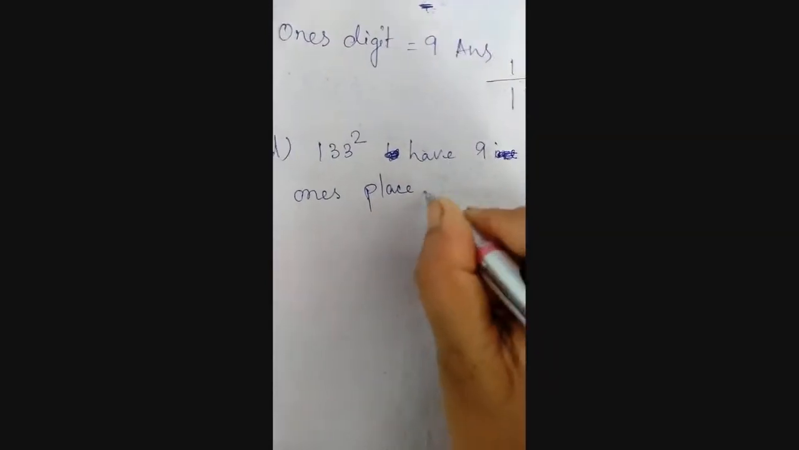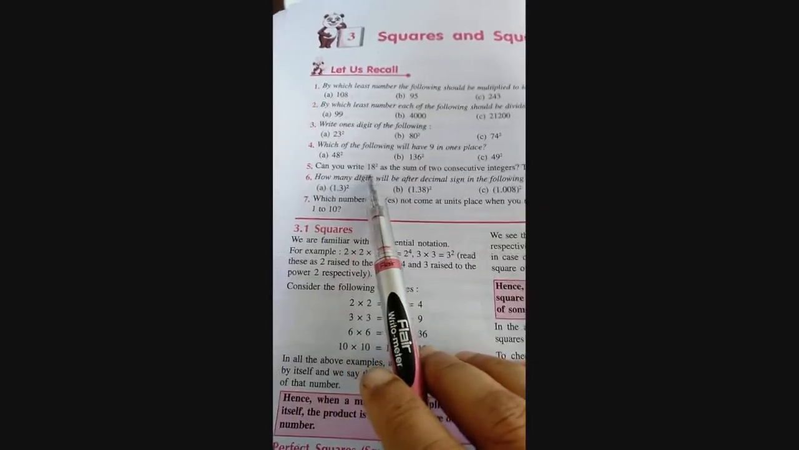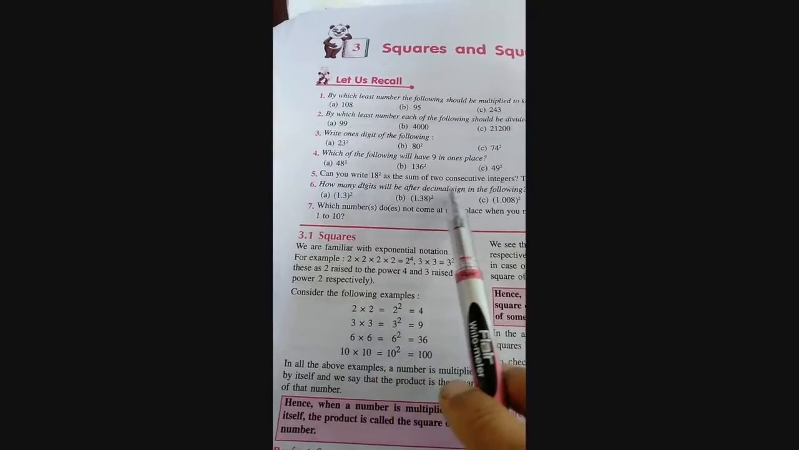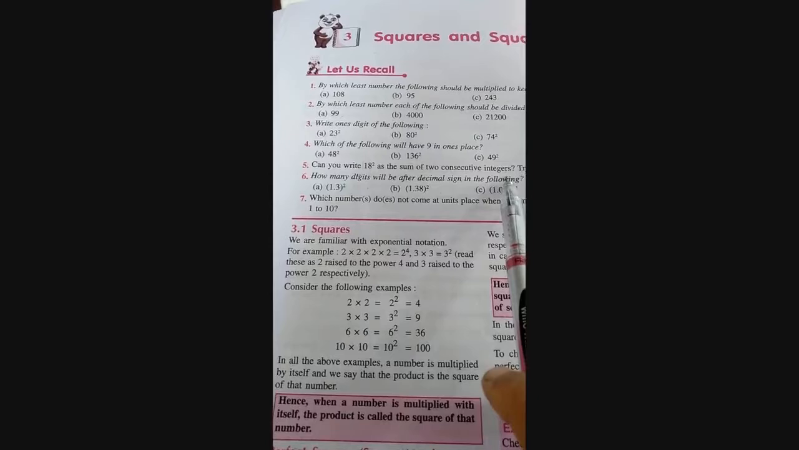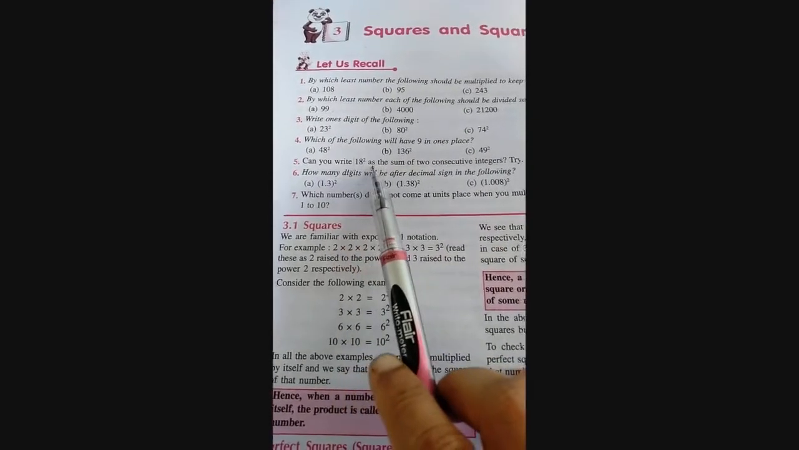In ones place. Is it clear to you? Next question is question number 5. Can you write 18 square as the sum of two consecutive integers? So the answer will be no, because 18 square.